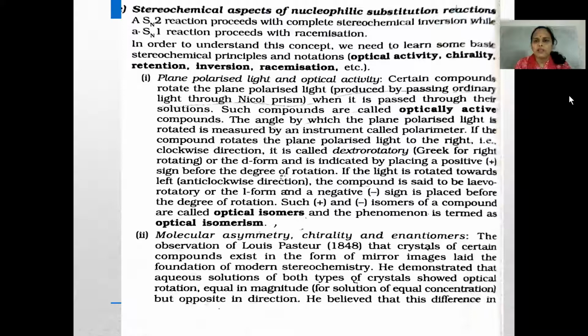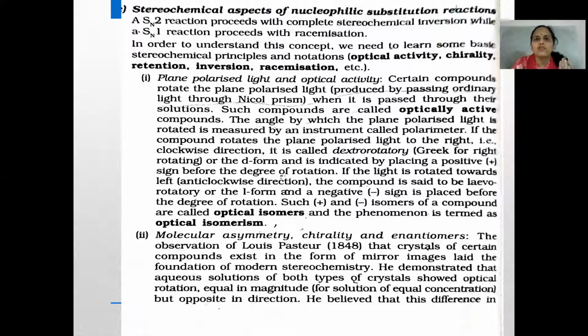When we pass ordinary white light through a Nicol prism, certain compounds rotate the plane polarized light when it is passed through their solutions, and such compounds are called optically active compounds. The angle by which the plane polarized light is rotated is measured by an instrument called a polarimeter.